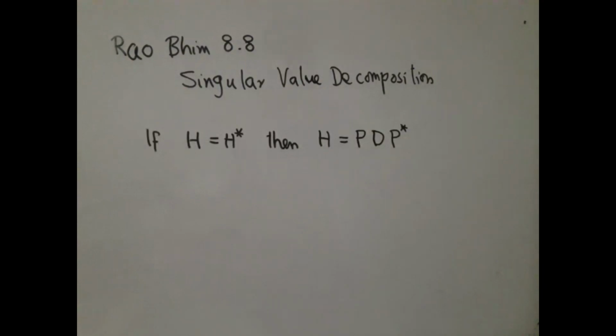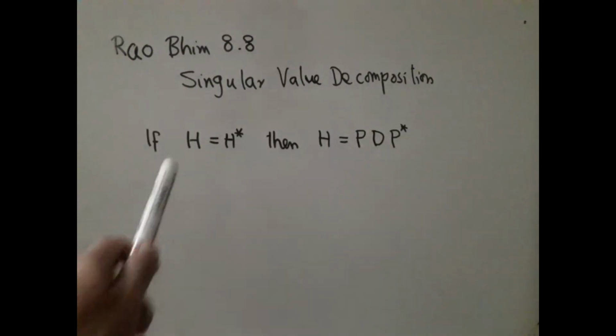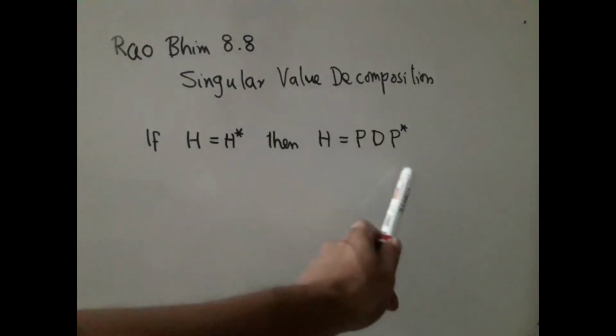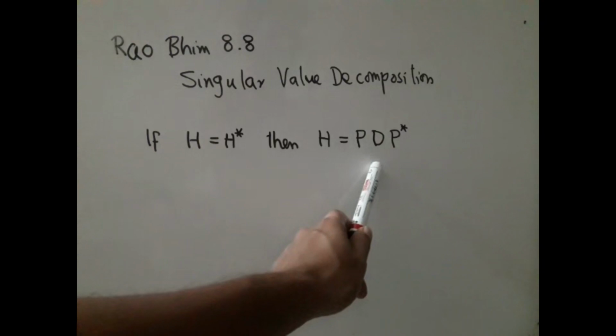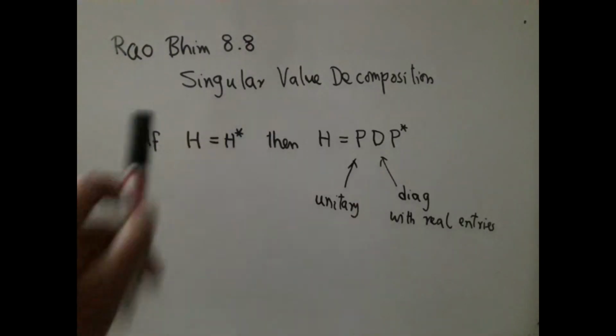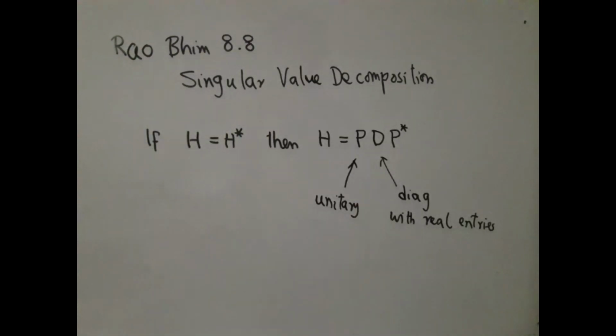We have seen in the last video that if H is a complex Hermitian matrix, then H can be decomposed as P times D times P star, where P is unitary and D is diagonal with real entries. Now this holds when we have a complex Hermitian matrix. This result, which is called spectral decomposition or spectral representation, is extremely useful.